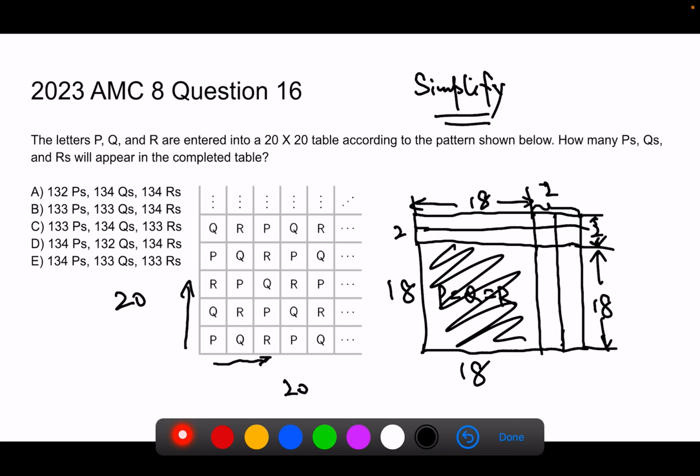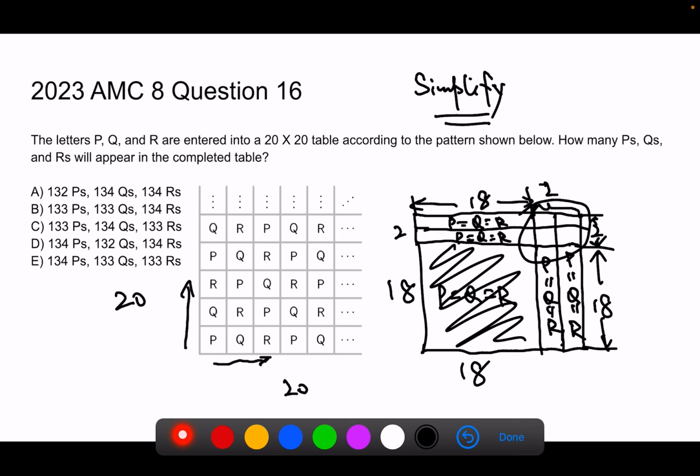Now, you can do the same thing. If it's 18, it's a multiple of 3, so I know P equal to Q equal to R. Same thing here, P equal to Q equal to R. I don't need to care about which letter starts first because that is 18 rows or columns and each letter will repeat once. So in the end, the only thing you care about is the top right corner 2 by 2. You have 4 squares and you need to know how many times P, Q, R each appear.